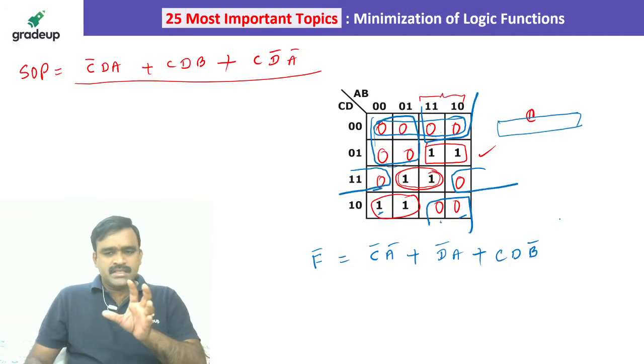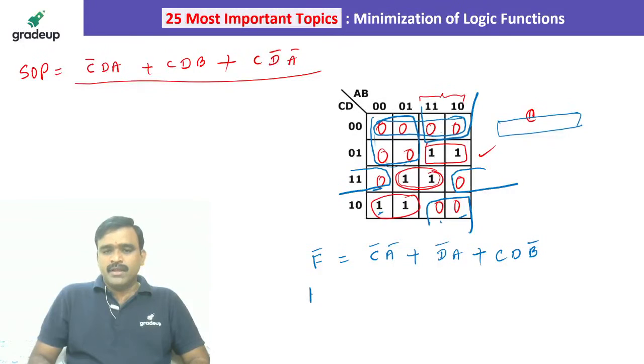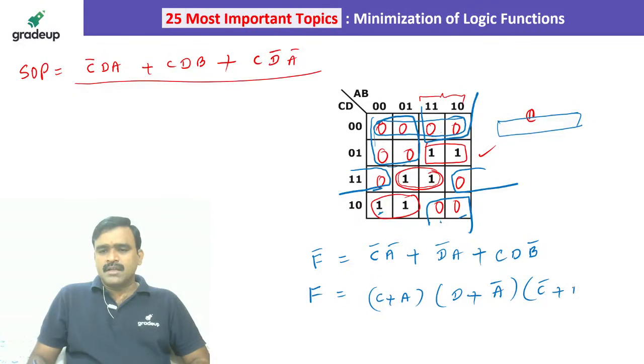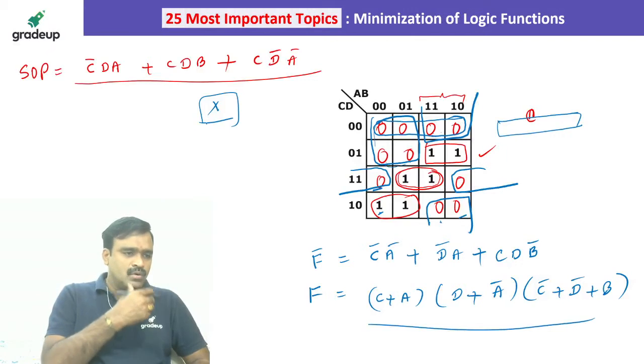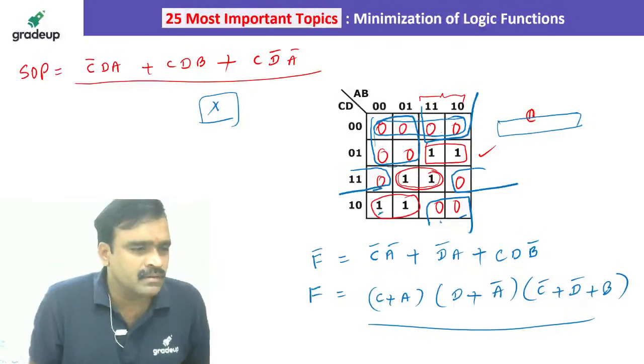So when F bar is there, F will be in product of sums form. If you complement this, it will be C bar A bar whole bar. So that is C plus A, into D plus A bar, into C bar plus D bar plus B. So this is the product of sums form. If don't cares are there, we can use the don't care as either 0 or 1. X is nothing but don't care. It can be taken as 0 or 1.